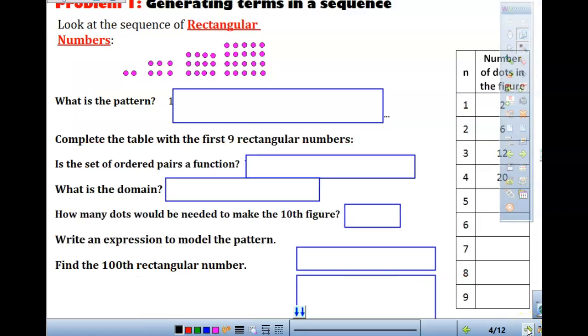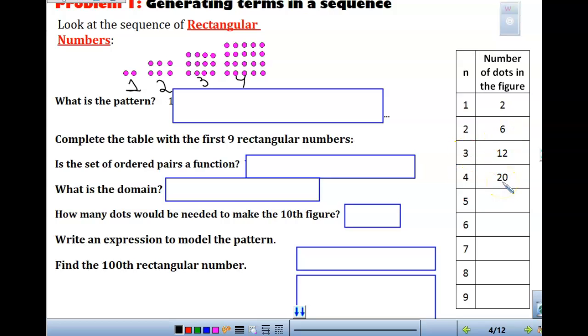On the bottom page of this one, we talk about these rectangular numbers. Notice the first rectangular number. This is my first term, second, third, fourth rectangular number. When I look at this table, n, my term 1, gave me 2 dots. The second one, I can see 6 dots. The third one, 12, the fourth, 20.